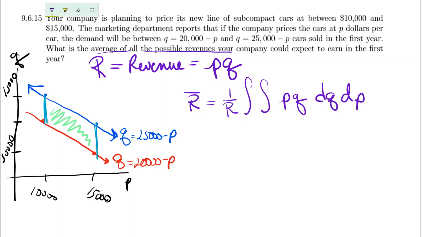Do I want to do it that way? Yeah, because then my p-values are right here. So that'll go from 10,000 to 20,000. Or sorry, 15,000. So I'm figuring out my bounds that go with this, because that'll be easier. And then my q's go in the Q direction, which is my Y direction, so it's got to go from bottom to top. So the bottom is the red function, top is the blue function. So that'll go from 20,000 minus P to 25,000 minus P.